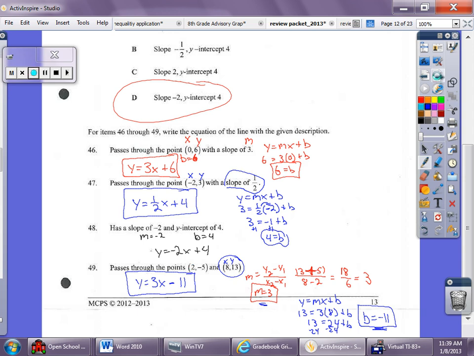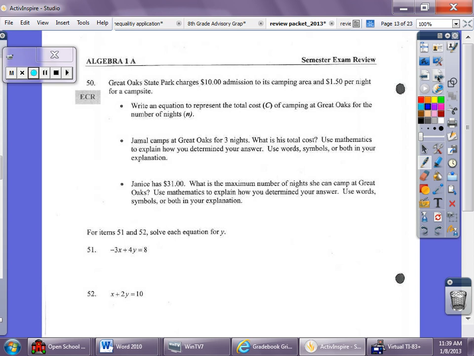We continue. Question number 50. Alright, question number 50 says Great Oak State Park charges $10 admission to its camping area and $1.50 per night. Well, we know it's $10 admission. And then the other important thing is $1.50 per night. Write an equation, so make sure we write an equation. It's something that a lot of us forget to do, to represent the total cost of camping at Great Oaks for the number of nights.